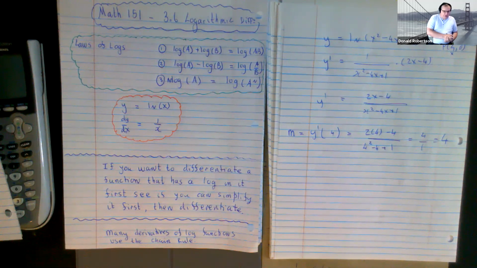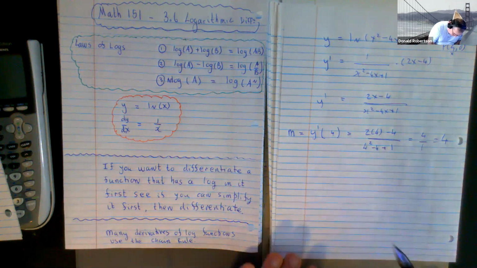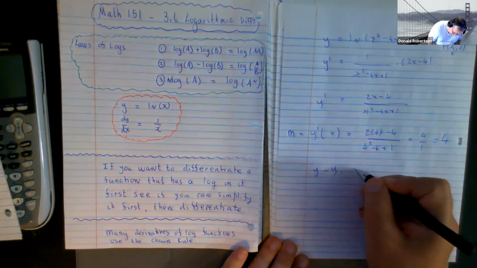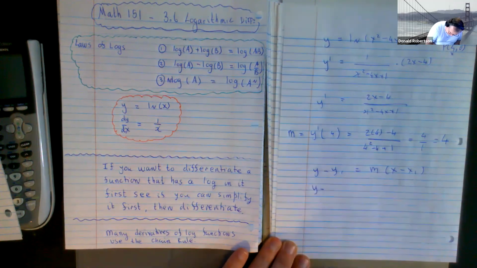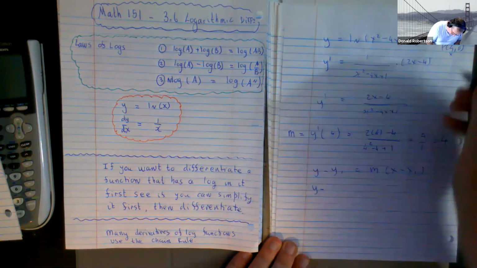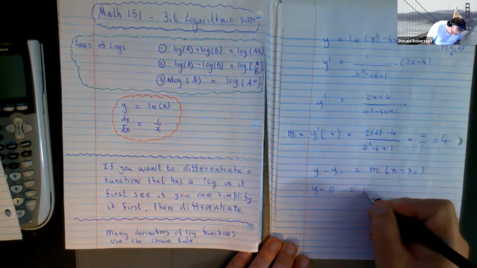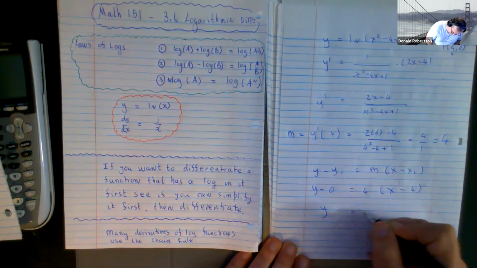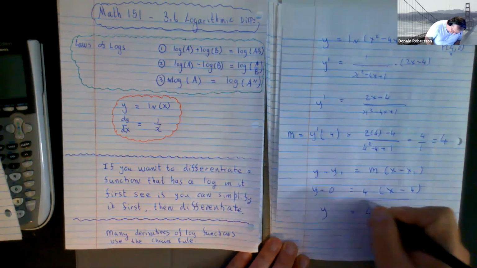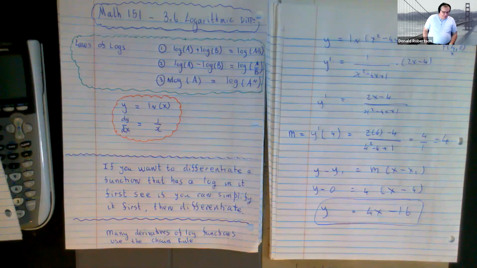Are we good so far? Find the derivative, evaluate the derivative at the x coordinate of 4. That's the slope of the tangent line. Then to finish, we use the point slope equation. So y take away 0 equals 4 times x take away 4. A lot of 4s in this question. So far, so good.